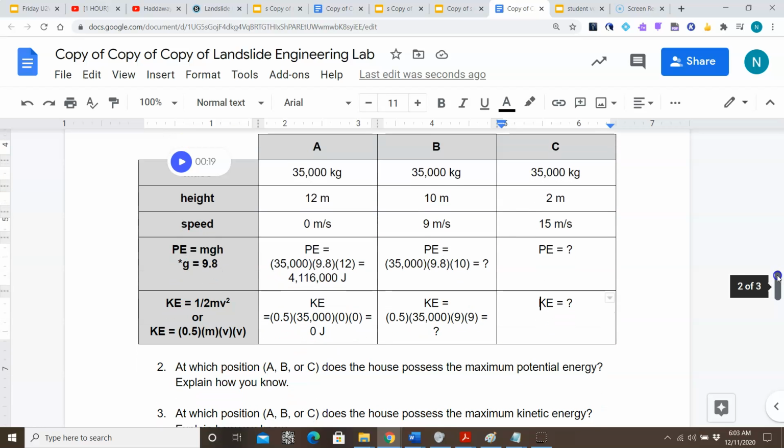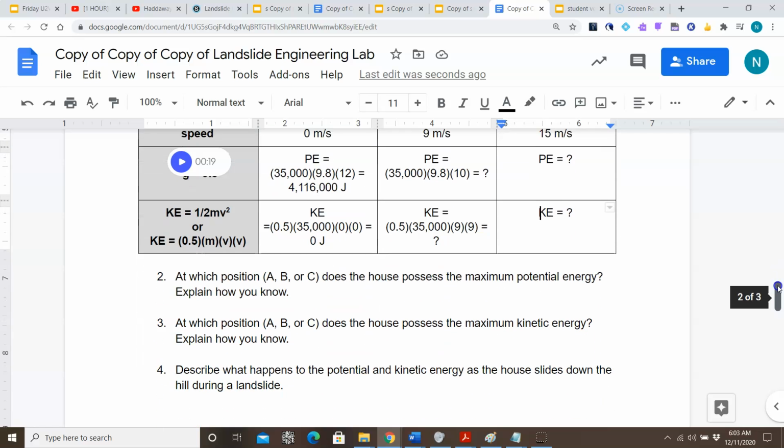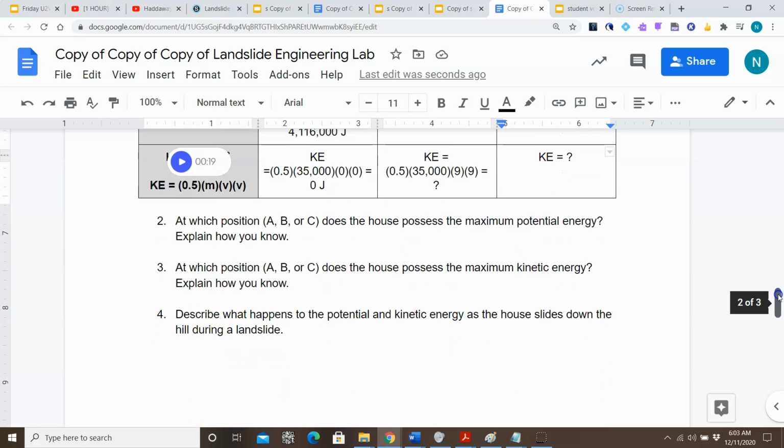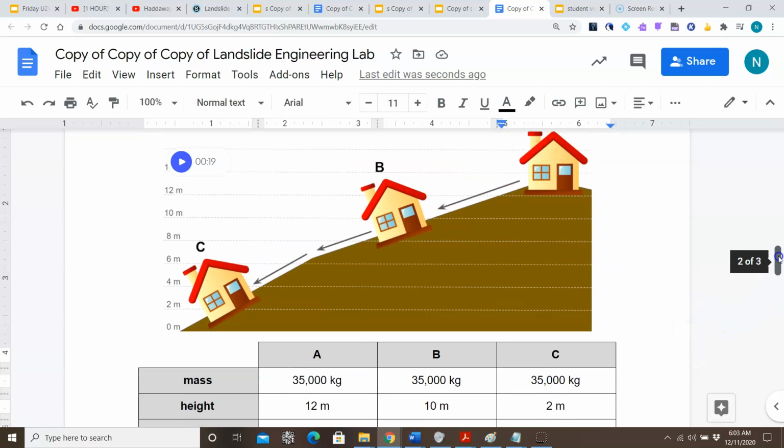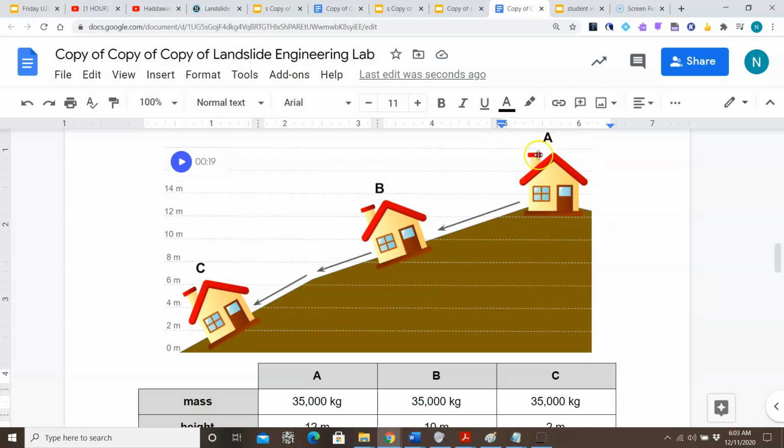Okay, once you've done that, you're going to use the information in your table to answer questions 2, 3, and 4. The thing to remember here is that at the top of the hill, the house has the maximum potential energy because it's at the highest height. And it has the lowest kinetic energy because it's not moving. Its kinetic energy is 0. As the house moves down the hill, the potential energy is transferred into kinetic energy. So when that happens, the potential energy goes down and the kinetic energy increases. And it's here at the bottom at part C where it's going to have the most kinetic energy.